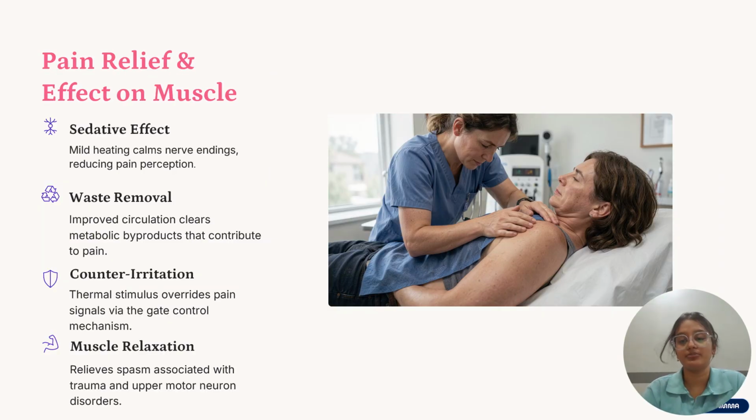Pain relief and effect on the muscles. Sedative effect: mild heating calms the nerve endings and reduces pain perception. Nociceptive perception is reduced. Waste removal: improved circulation clears the metabolic byproducts. Counter irritation: the pain gate theory works here, where thermal stimulation is increased and pain stimulation is suppressed. And muscle relaxation relieves the muscle spasm associated with trauma and upper motor neuron disorders.